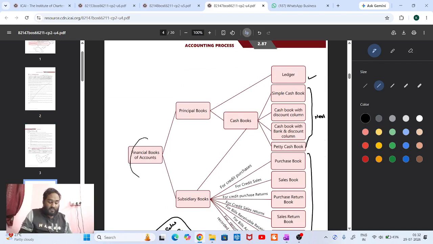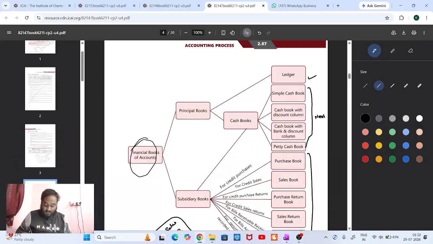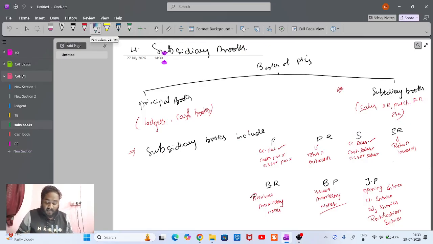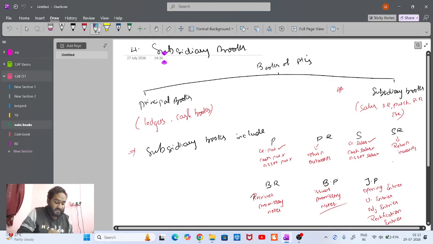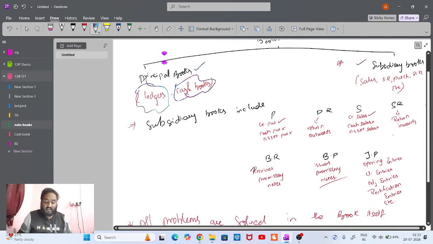Books of accounts and financial statements. The books of accounts are of two types: principal books and subsidiary books. There are two principal books, ledgers and cash books. Subsidiary books include, now this is the interesting part, okay? There are seven subsidiary books.